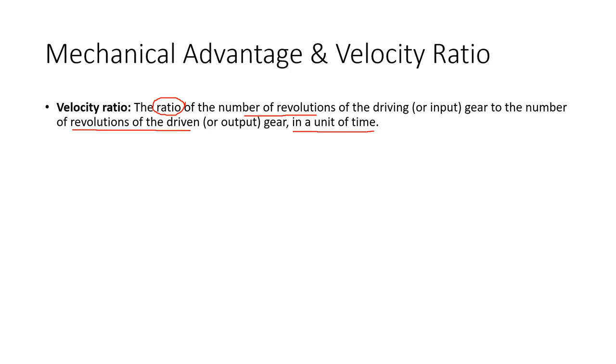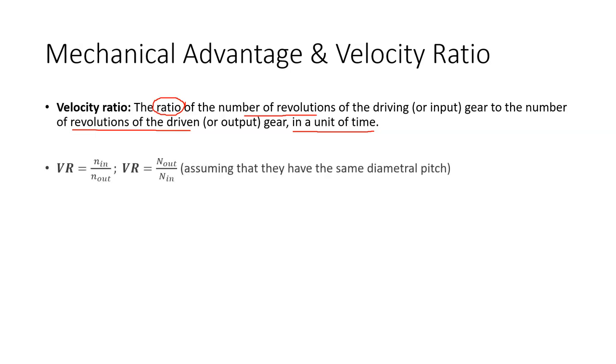But there are several different ways to calculate it. For all intents and purposes, the calculation we're going to worry about right now uses this lowercase n, which is the rotational speed in RPM of the input versus the rotational RPM of the output. That fits this definition, the number of revolutions per unit time. Or you can look at it as the ratio of the number of teeth, which would actually inverse the equation, but they still come out to the same ratio, assuming that they have the same diametral pitch.